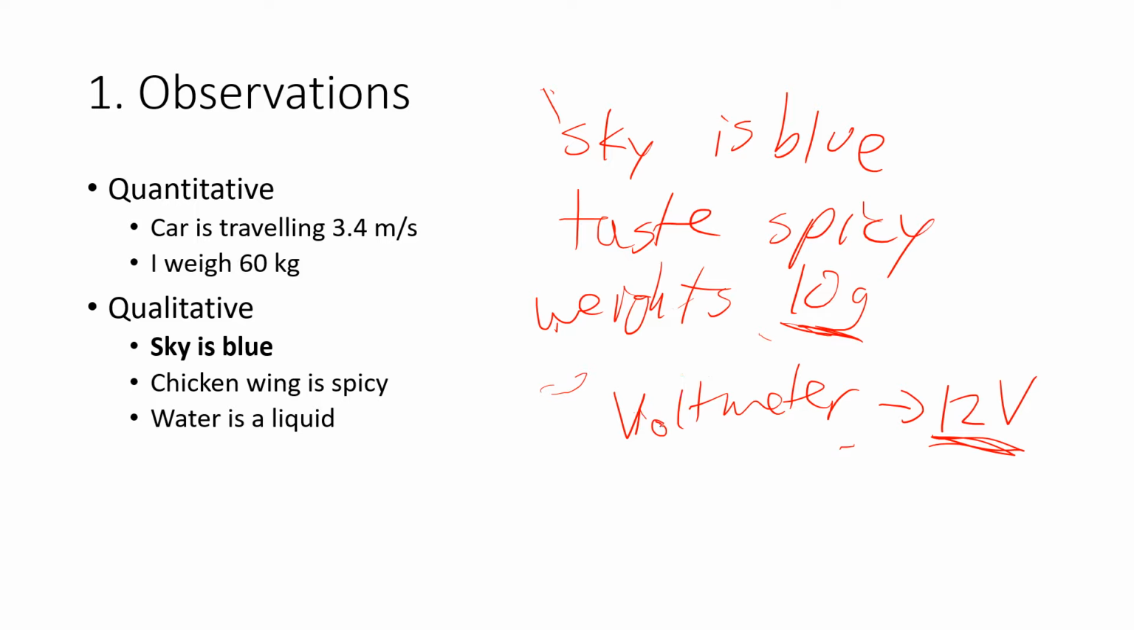Qualitative is anything that does not involve numbers. So the examples I had, the sky is blue. That's a color. That's not exactly a number. So we don't give it a quantitative observation. It's a qualitative observation. Or saying that water is liquid. When we observe that something is a liquid, that's not a quantitative observation because we are not dealing with any numbers. We're just stating the state of a certain substance.